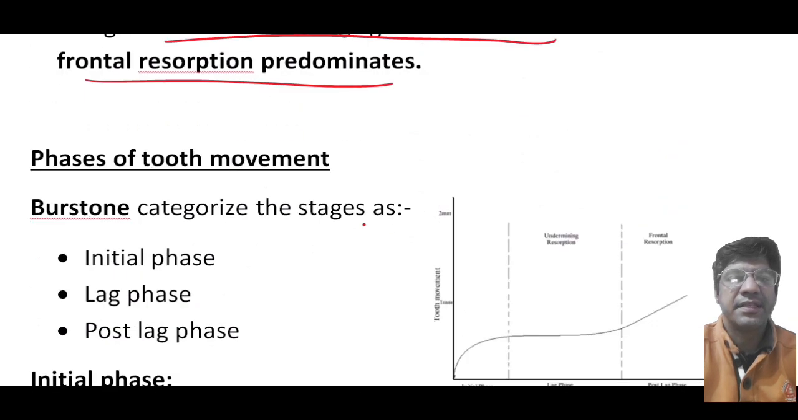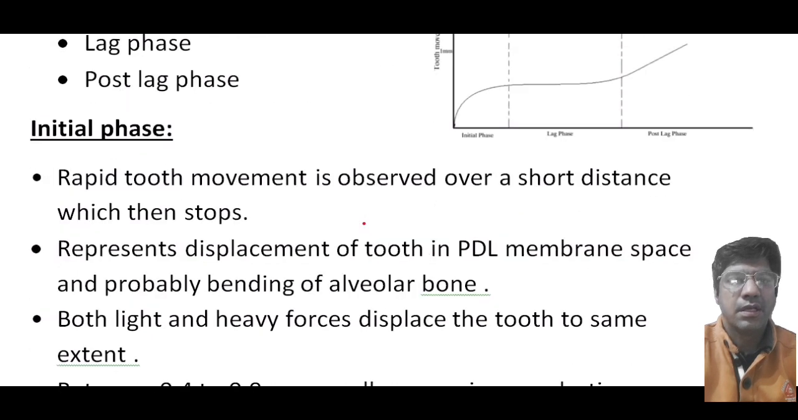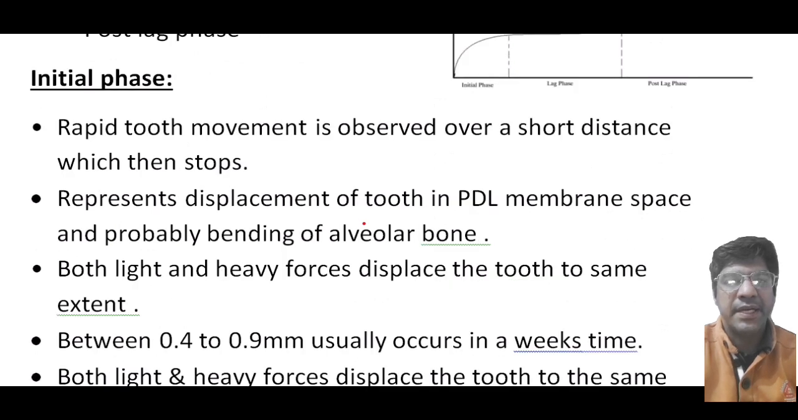Now let us consider the phases of tooth movement. They are the initial phase, lag phase and post-lag phase. The initial phase occurs immediately after the application of force to the tooth. So here a rapid movement is seen over a short period, which then stops.